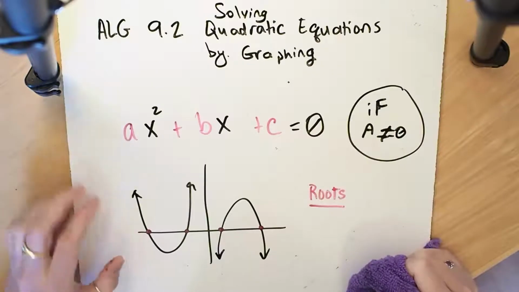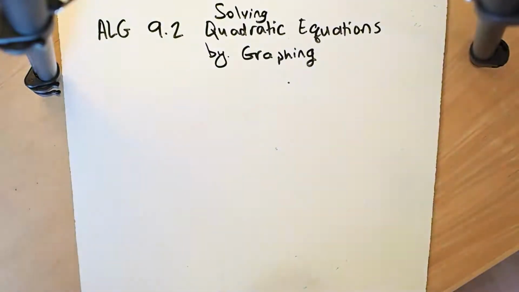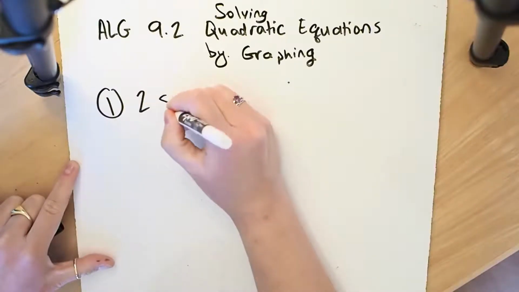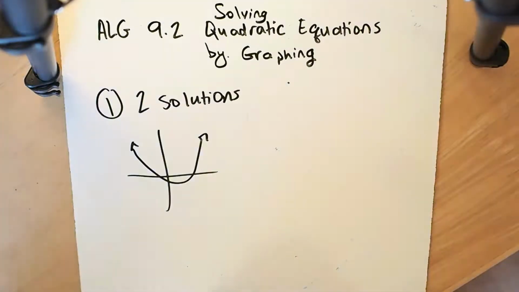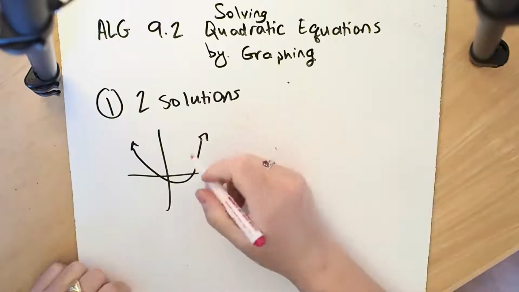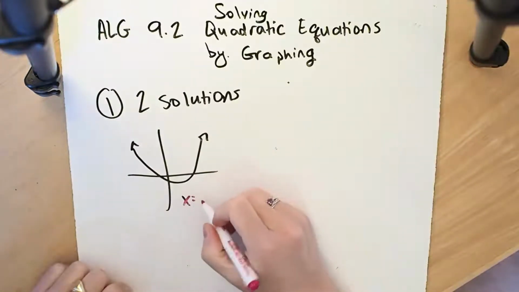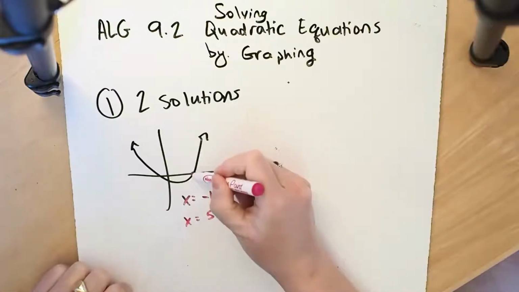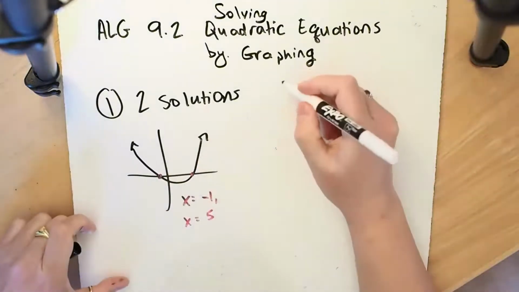There are 3 different situations which we're going to talk about. So situation 1, we're going to have 2 solutions. If we have a parabola that crosses the x-axis in 2 places, then you'll have x equals, for example, -1 and x equals 5. So that would be an example of 2 solutions. I'm sure you can guess.